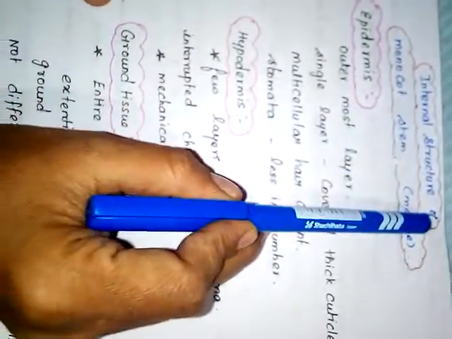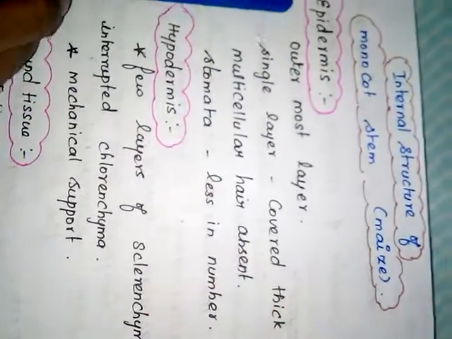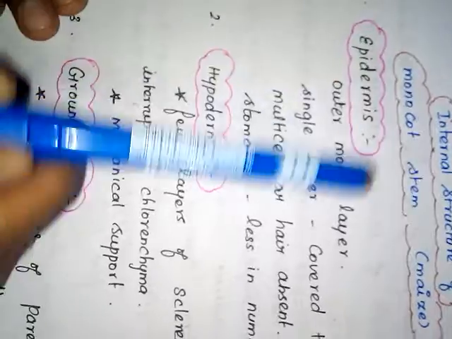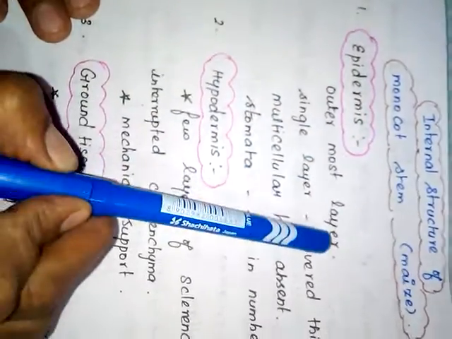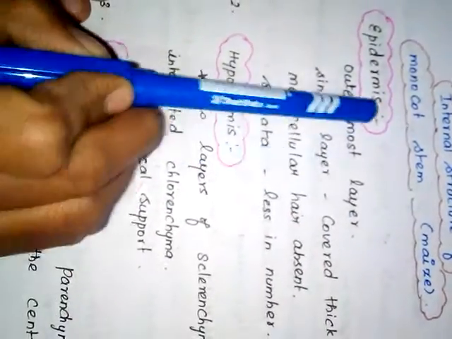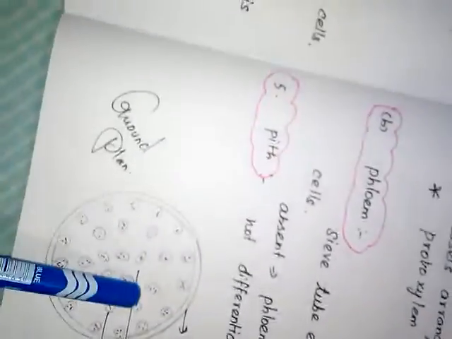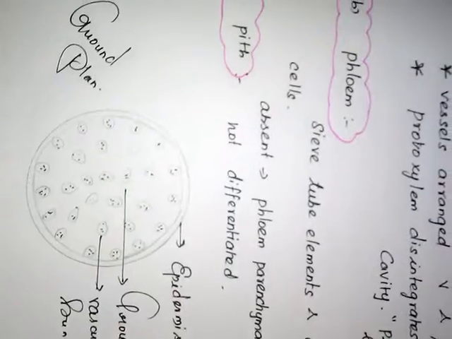Then internal structure of monocot stem, for example, maize. Epidermis is the outermost layer. This layer is a single layer. It is covered with thick cuticle. Multicellular hair is absent. The internal structure of dicot stem contains epidermal hair, but the monocot stem does not. Then stomata are present, but less in number.